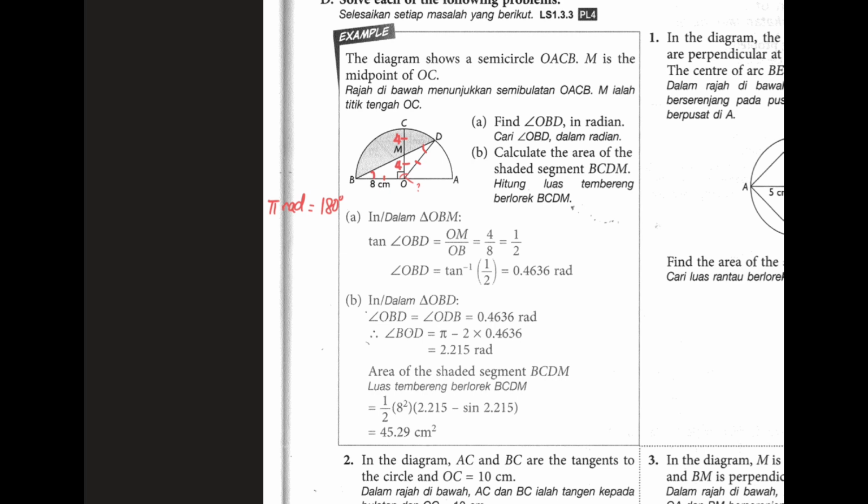So the formula is area equal to half r squared (theta minus sine theta). So this is the formula to find the area of the segment. Okay, so now they put the angle inside. So as you can see, they put the angle 2.215, and the radius 8 cm, and then they get the area of the segment. Okay, so I will let you try questions. Let's see what else first.